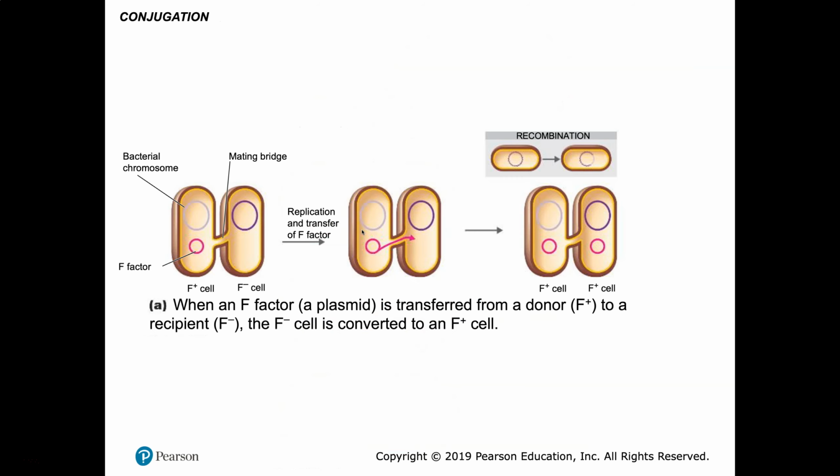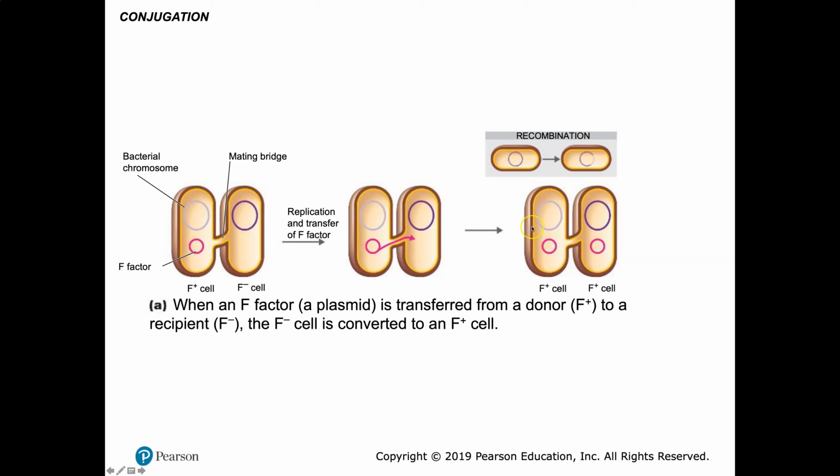And then the last one is conjugation. Basically, conjugation allows for a cell that has the F plasmid to create a bridge and then send the F plasmid to a new cell. And the same thing here, showing you the bridge forms. It's copying the F plasmid, sending it into this cell.